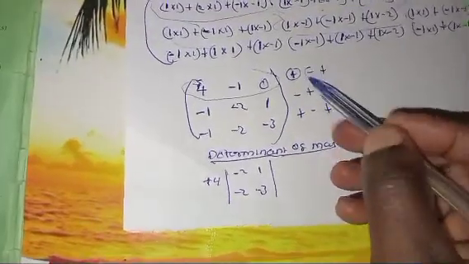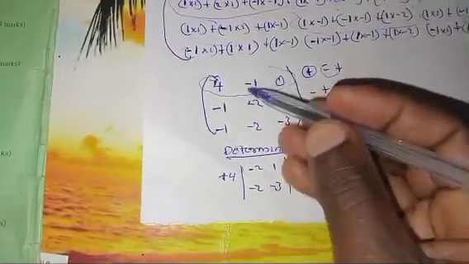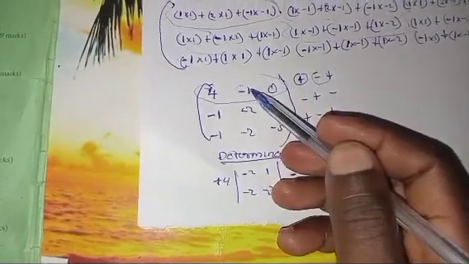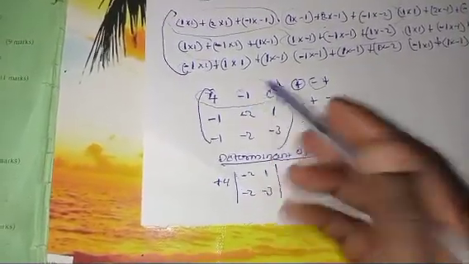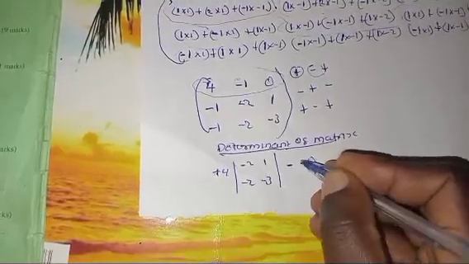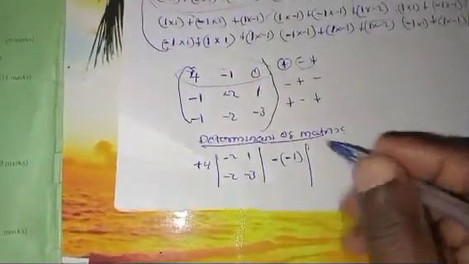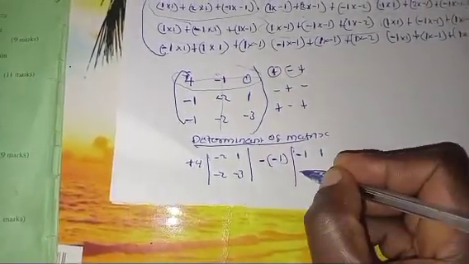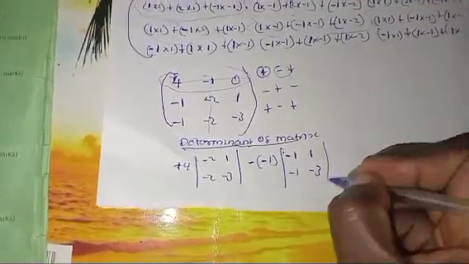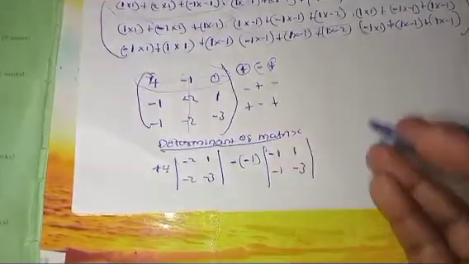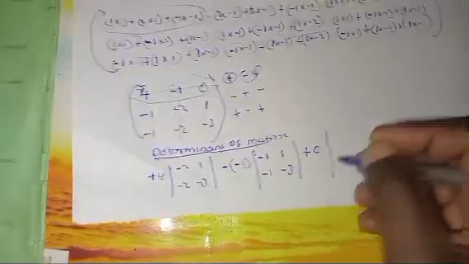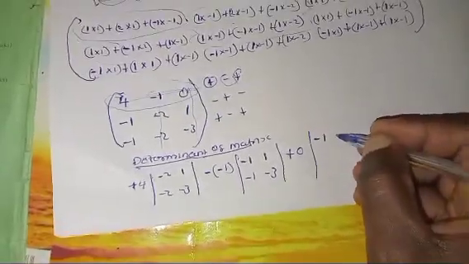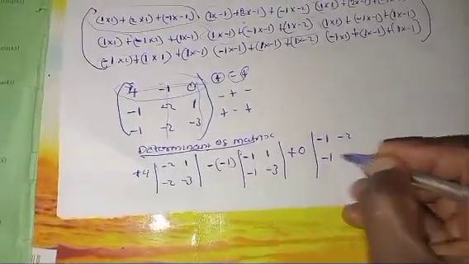You come to the second, you start with this sign, negative. We are doing it for this -1, determinant. You close this and pick -1, 1, -1, -3. Then you come to the third, you say positive 0, you close that and that, you come here and say -1, -2, -1, -2.